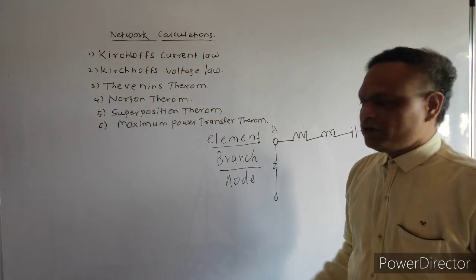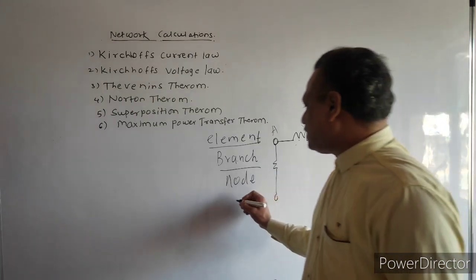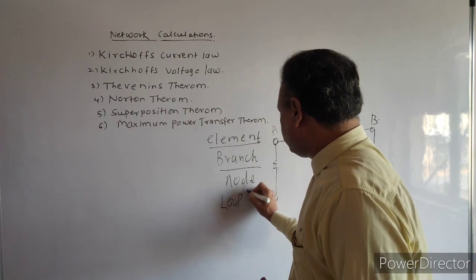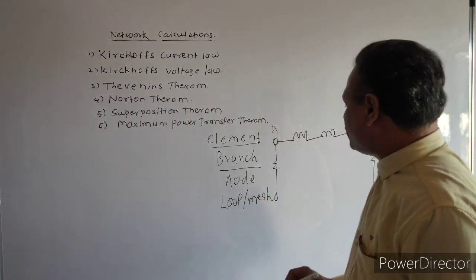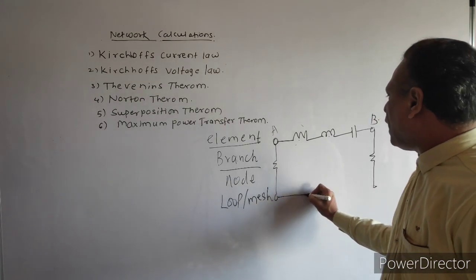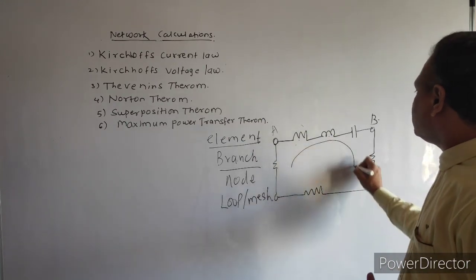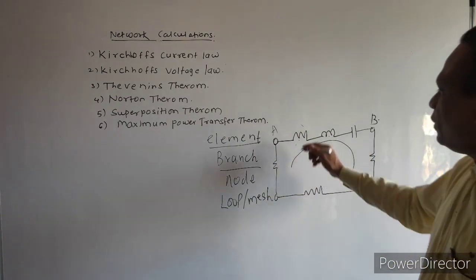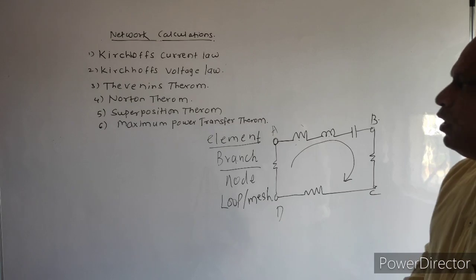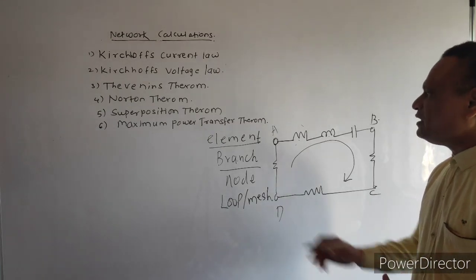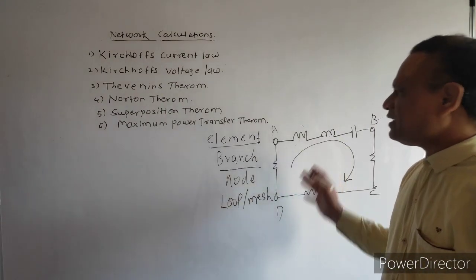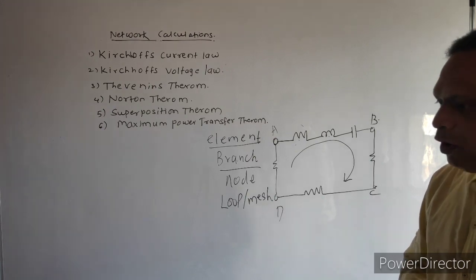So we have seen branch, we have seen the node, then we will see the loop or mesh. What is loop or mesh? It is a part of a network which is formed by the branches in a closed loop. So now we can say if it is C, if it is D, now our A, B, C, D is a loop or mesh. So these are the terms: element, branch, node and mesh or loop. We have to understand these while solving with Kirchhoff's law.